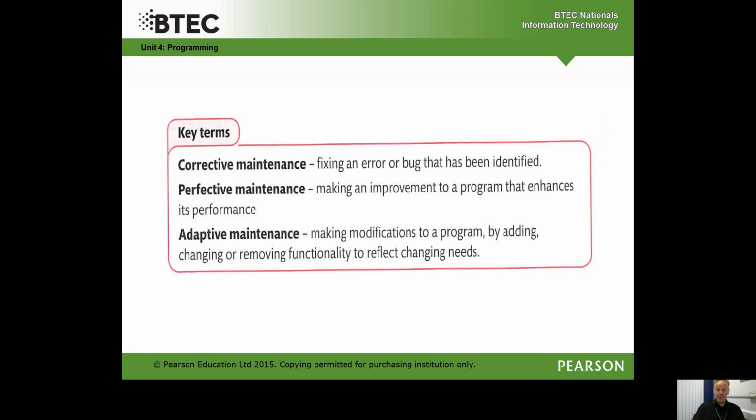So, for example, in a finance package where the VAT is calculated automatically, let's say the government changes the VAT rate. It may mean you need to adapt the code in your program so it's accurate with the new VAT rate to be calculated, for example.